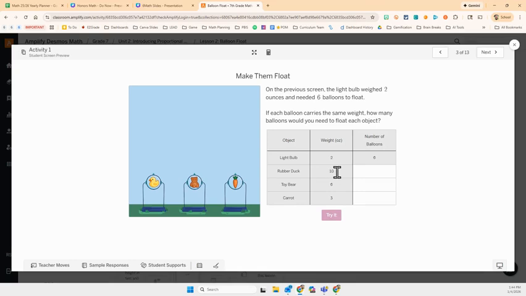So how many do I need for 10 ounces for the rubber ducky? You are correct. Hopefully, 10 times 3 is 30. Go ahead and try it. Now go ahead and fill in the rest of the table.